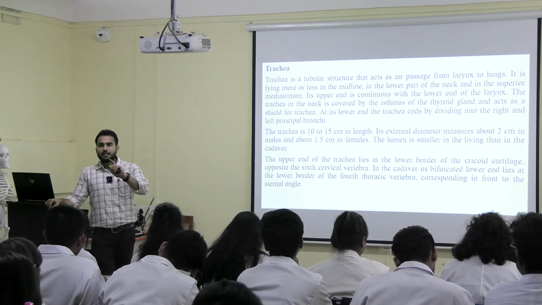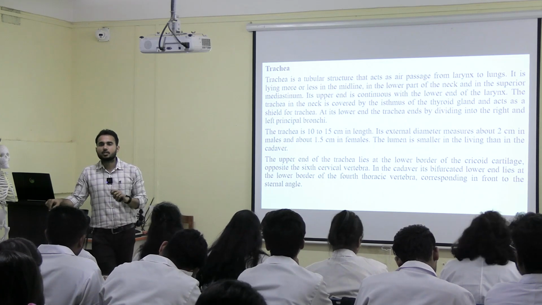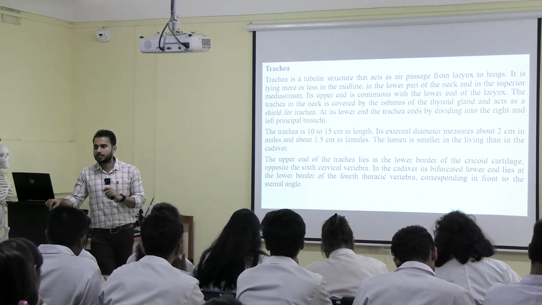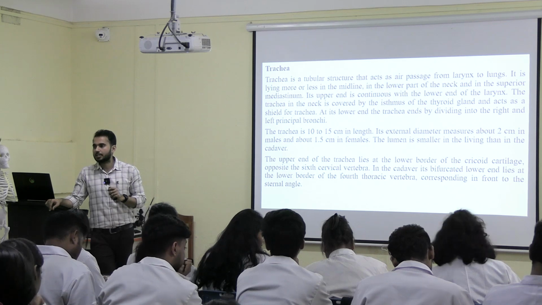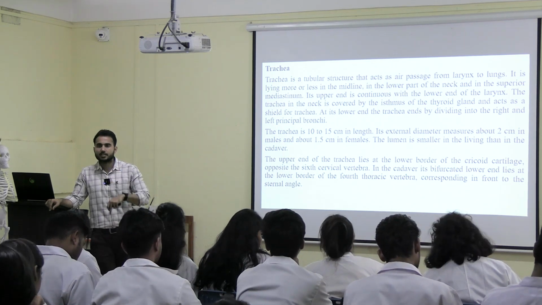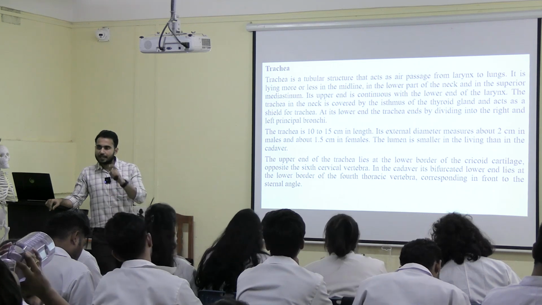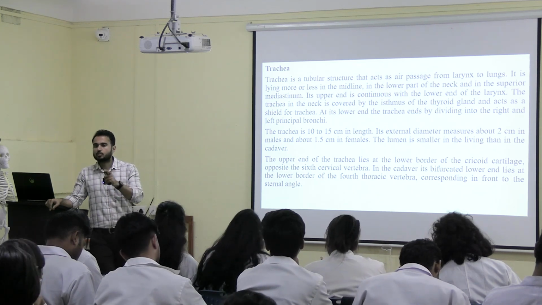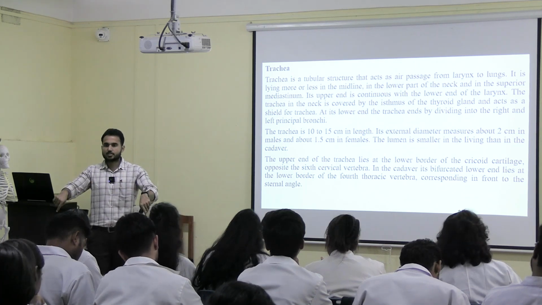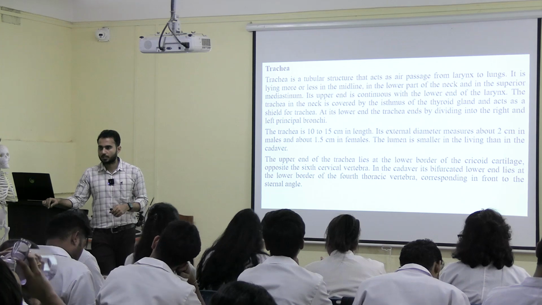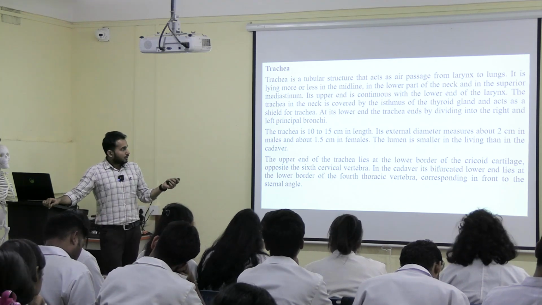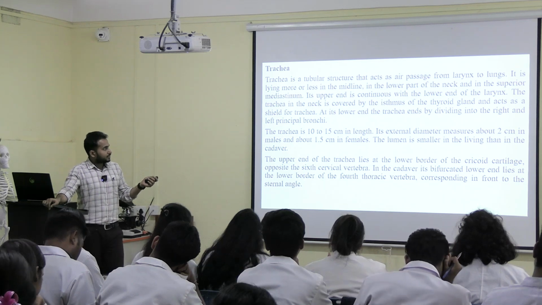Now, trachea is the continuation of the larynx from the lower border of the cricoid cartilage, that also from the 6th cervical vertebra. Then it extends downwards, more or less in the midline of the body. At the lower border of the T4 vertebra, or 4th thoracic vertebra, it bifurcates into two principal bronchi, right and left principal bronchi. As you can see, and what is the length of the trachea?